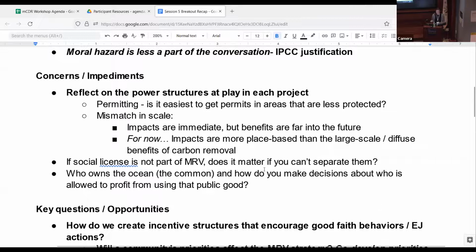And then we also have this mismatch in scales, both spatially and temporally. In terms of mCDR impacts, the impacts are immediate at the site of deployment, but the benefits are diffuse in terms of carbon removal. So balancing these power dynamics and the spatial and temporal scales when thinking about mCDR will be important moving forward.